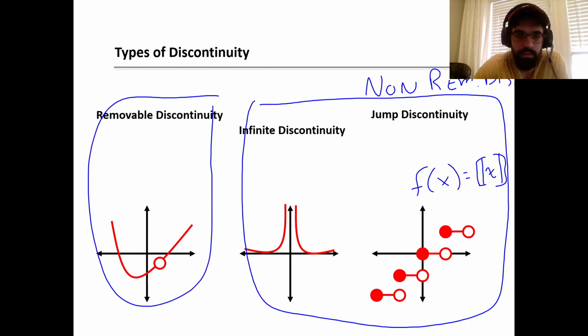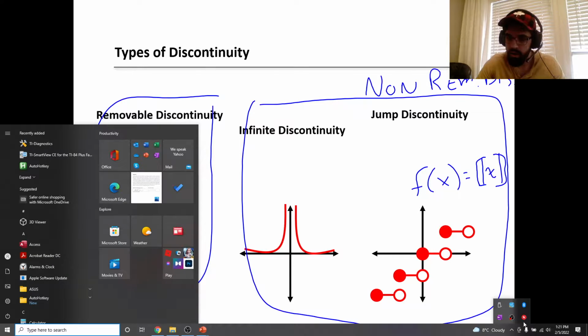So three basic types of discontinuities. We have removable discontinuity, infinite discontinuity, and jump discontinuity. And so let me just grab this highlighter real quick.